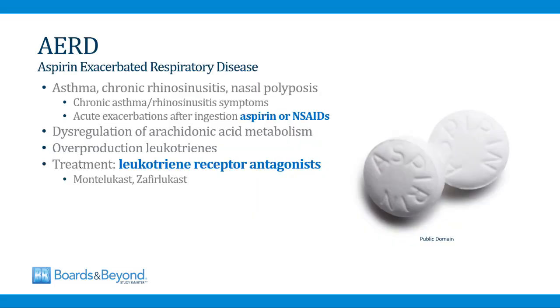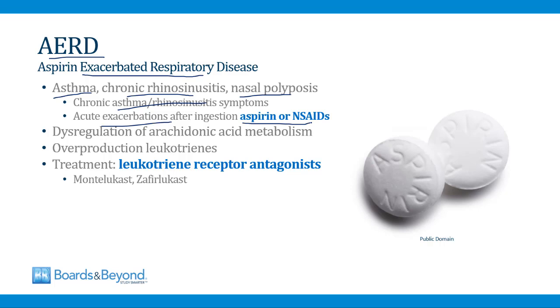So I mentioned earlier in this video that aspirin is a trigger for asthma in certain patients. Those patients have what's known as aspirin exacerbated respiratory disease, or AERD. These patients develop asthma, chronic rhinosinusitis, which presents as a runny, stuffy nose, and nasal polyposis, meaning they have polyps in their nasal passages. These patients have chronic asthma and rhinosinusitis symptoms, so they're always complaining of wheezing and runny noses, and they will develop an acute exacerbation anytime if they take aspirin or NSAIDs.